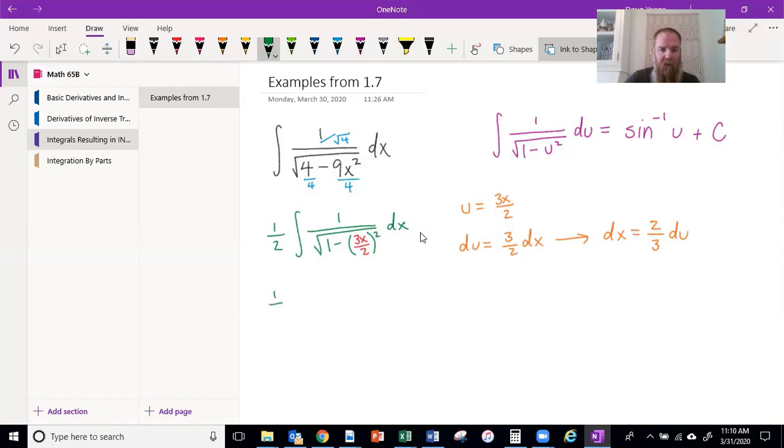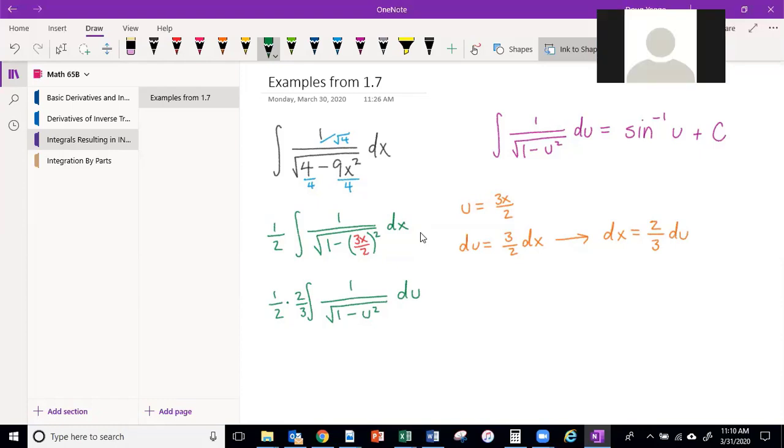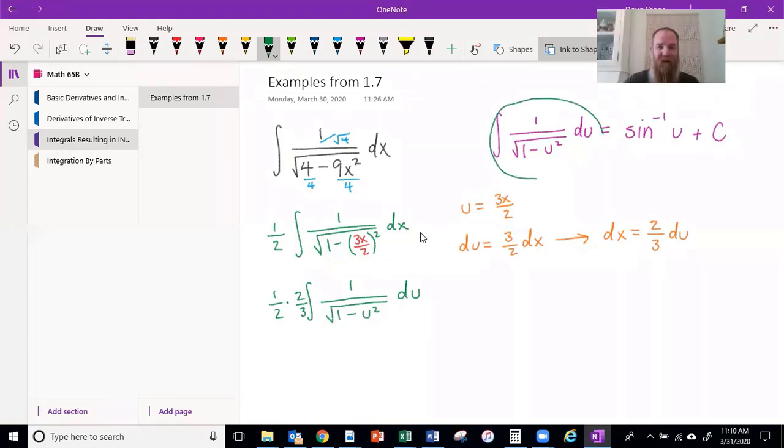All right, so we could go back here and start to replace everything. We've got 1/2, we've got 1 over the square root of 1 minus u squared. dx is 2/3 du, so we have du. Let's pull the 2/3 to the outside. And now what do you notice is nice? It looks just right. It looks exactly the way that it's supposed to in order to assume that it's now sine inverse of u.